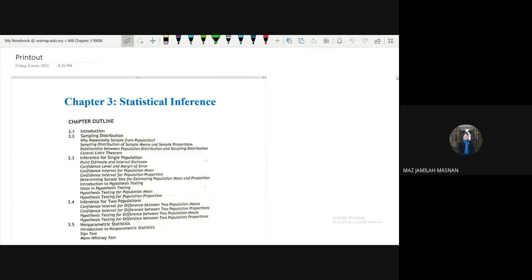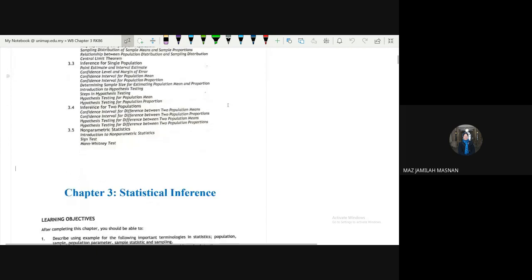Now, what happens if we have something extra that we need to do? For example, what you did in chapter 1 with your data using graphical or numerical methods is no longer useful to you. You have to do more than using the graphical and numerical. So this is what you can have as an option. Okay. So chapter 3 is about statistical inference.